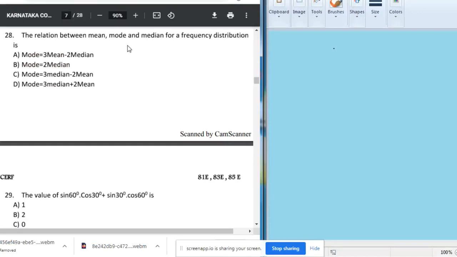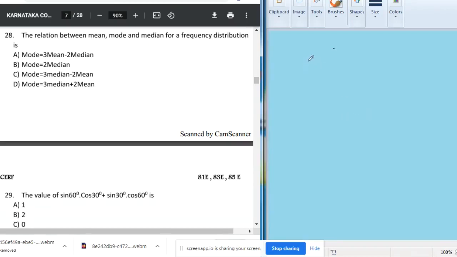28th question. The relation between mean, mode and median for a frequency distribution is mode is equal to 3 median minus 2 mean. C is the correct option. 29th question. The value of sin 60 cos 30 plus sin 30 cos 60 is.